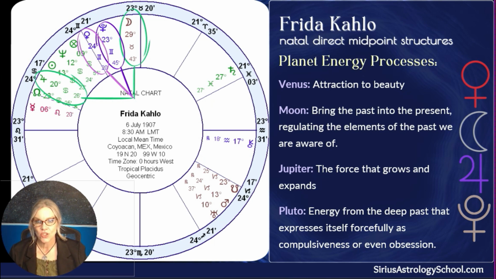Venus is our attraction to beauty. Moon is bringing the past into the present, regulating the themes and the elements that we are aware of. Jupiter is the desire to grow big, the force that makes us grow big and expand. And Pluto is the deep past that expresses itself in a forceful, sometimes compulsive, or even obsessive way.